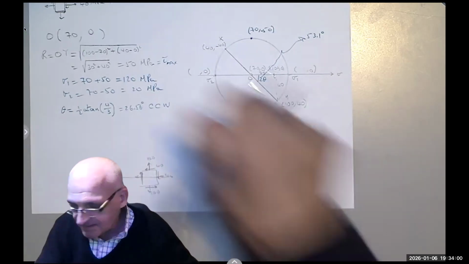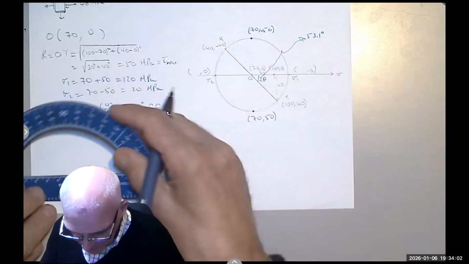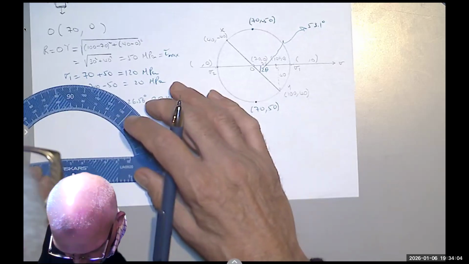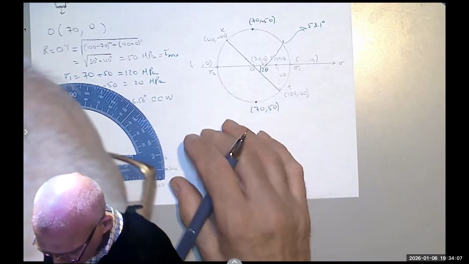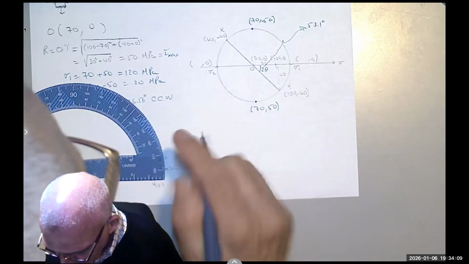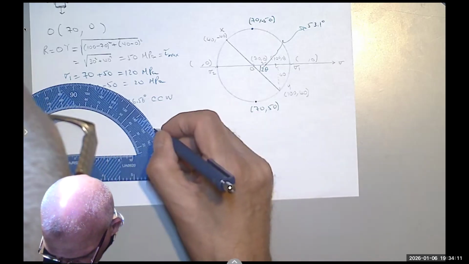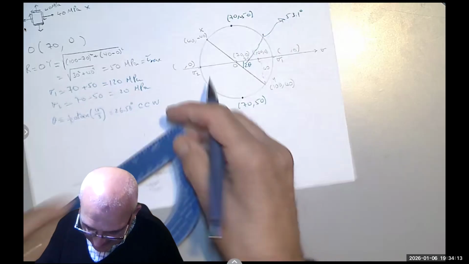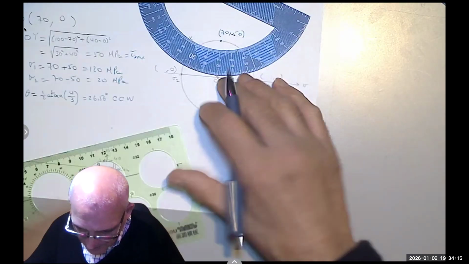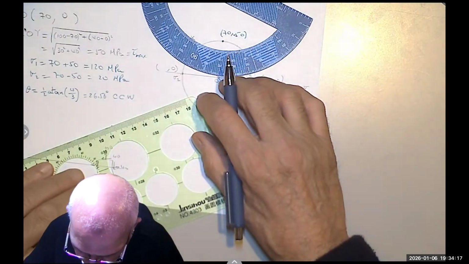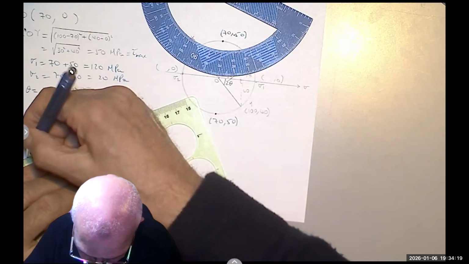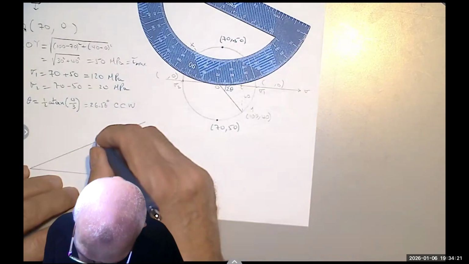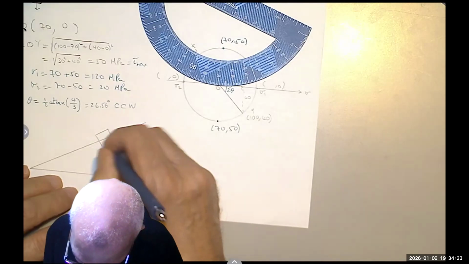If I rotate 26.56 or 26.6, here is 20, roughly here. So if I rotate like that, I go to the principal axis. And I'm going to draw my part like that.